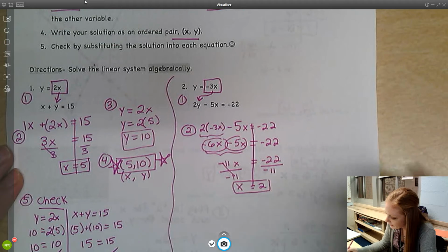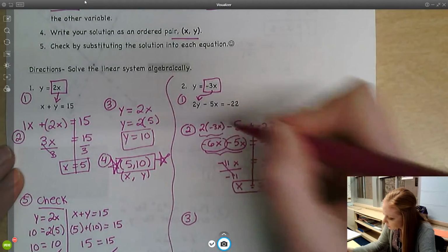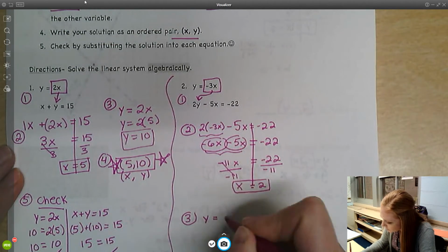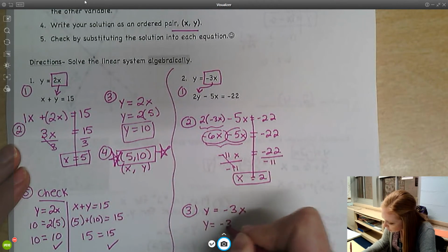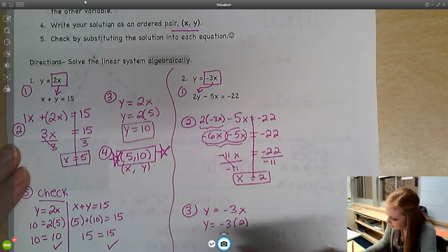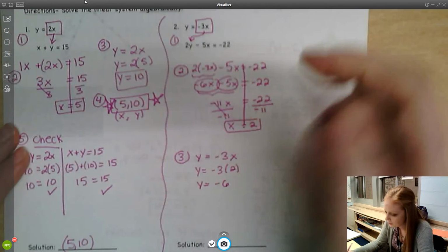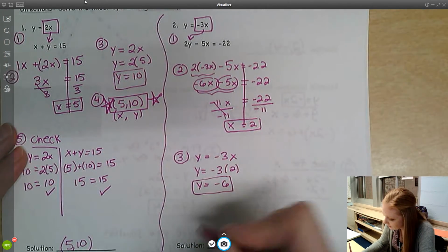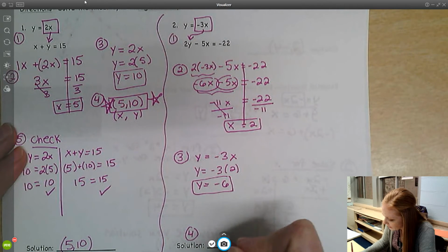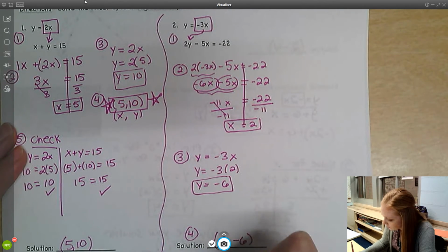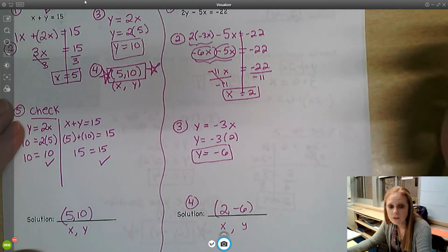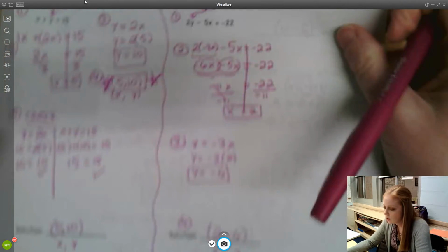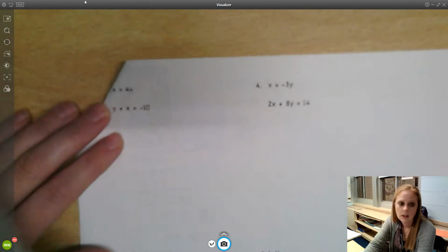Okay, now we have to go back and solve for y. So we can pick whichever equation we want. I'm going to just pick the first one here where it says y equals negative 3x. And I'm going to plug in my 2 for x that we figured out it was and figure out what y is. Negative 3 times 2 is negative 6, so that means our y is negative 6. And then step 4 is to write your solution as x comma y. So that would be 2 comma negative 6. And then the fifth step would be to plug those both in and check, which you can do on your own. Okay, let's look at the next one.